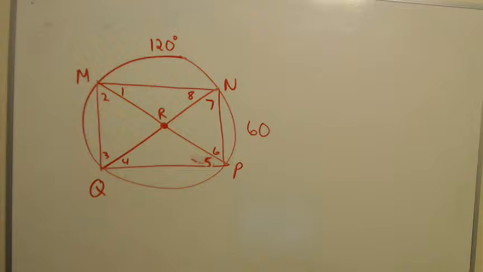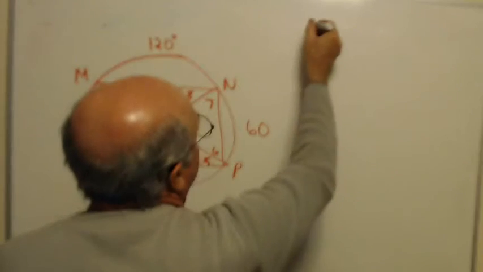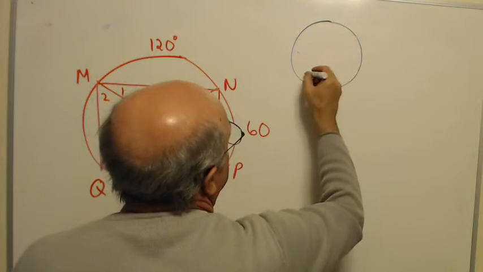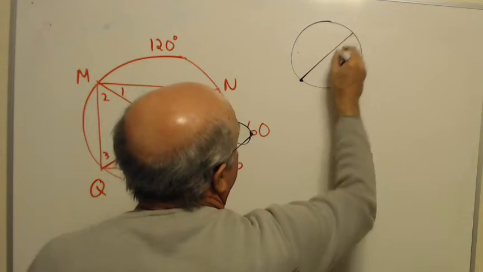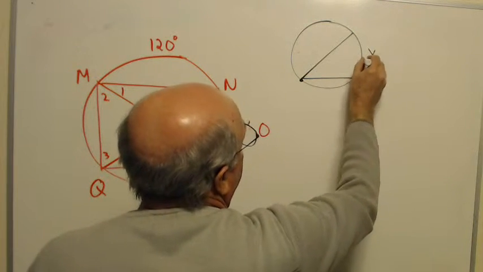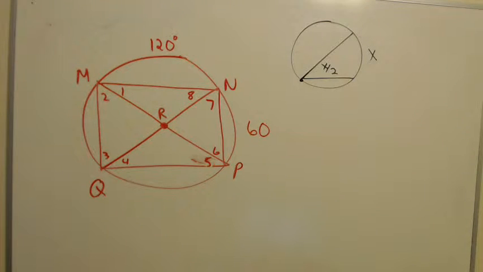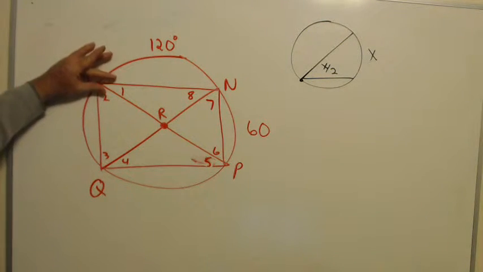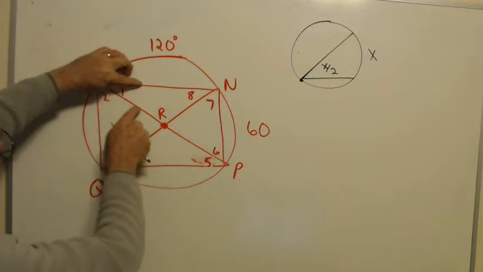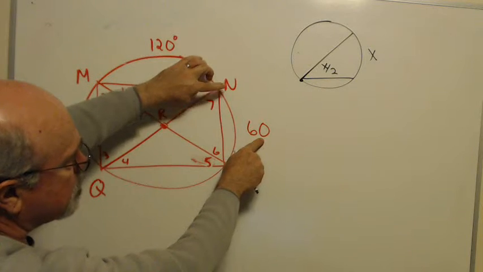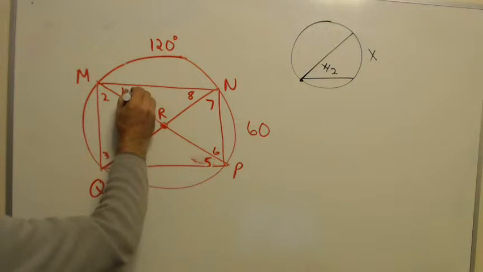Okay, so let's go with what we can find quickly. Our first rule in this section was that an inscribed angle is half of the arc it intercepts. Well, we have lots of inscribed angles to look at. Let's start with angle 1. Angle 1 is an inscribed angle. It comes out, hits the circle at N and P. So its measure is half of that 60. Its measure has to be 30.